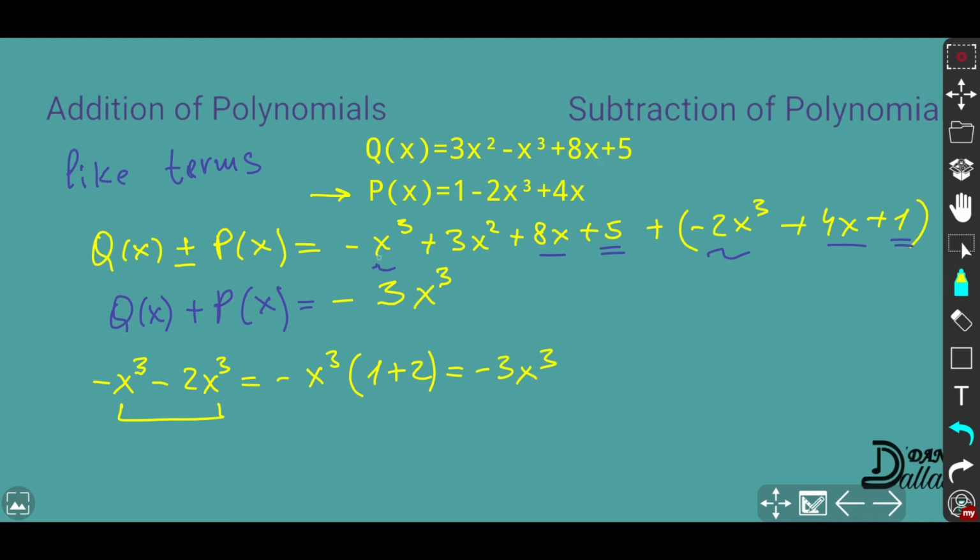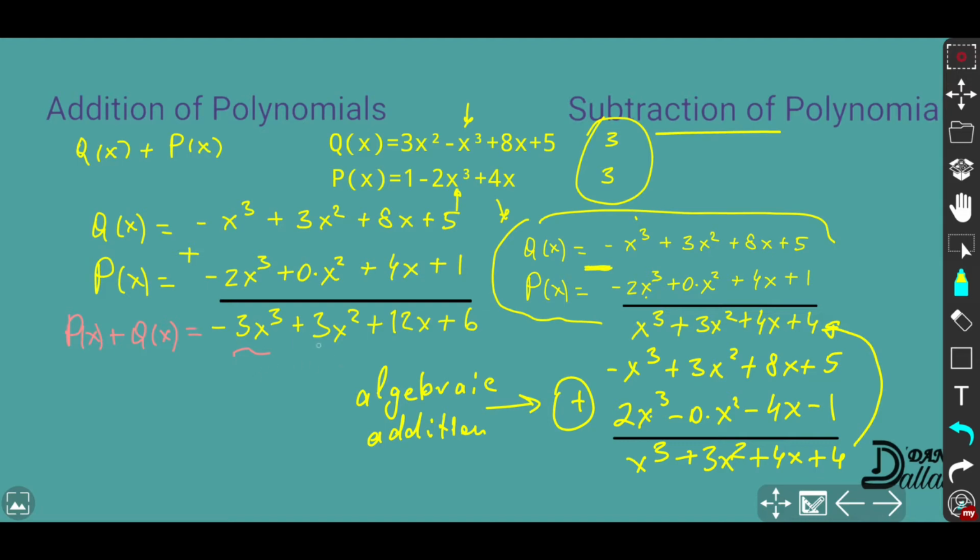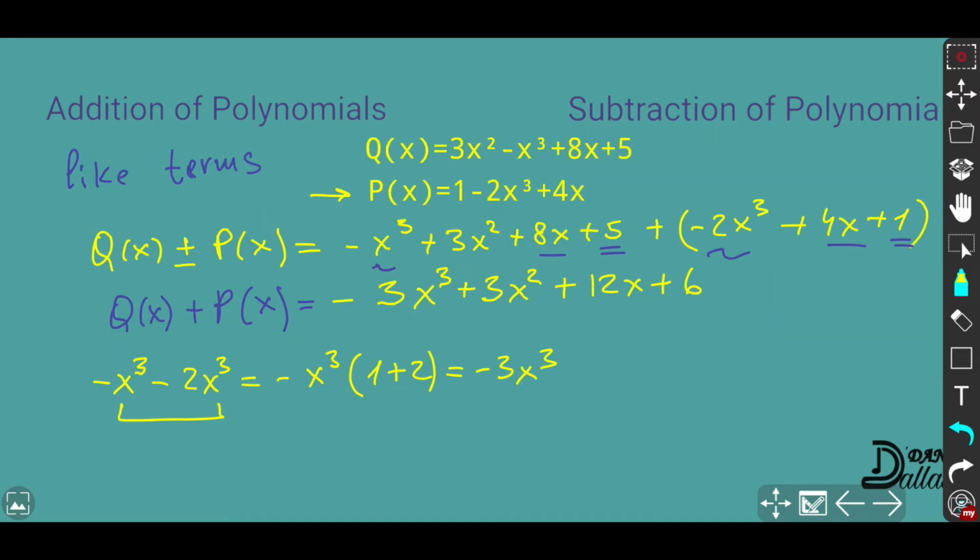But you need to remember that during addition or subtraction, you leave the letter part unchanged. So in this case, x cubed is unchanged, and you work directly with coefficients. So next, 3x squared doesn't have any similar terms, so you leave it as it is. Now 8x and 4x together will give you 12x, and 5 and 1 will give you 6. So that's the result of the addition, and as you can see, we've got the same identical expression.